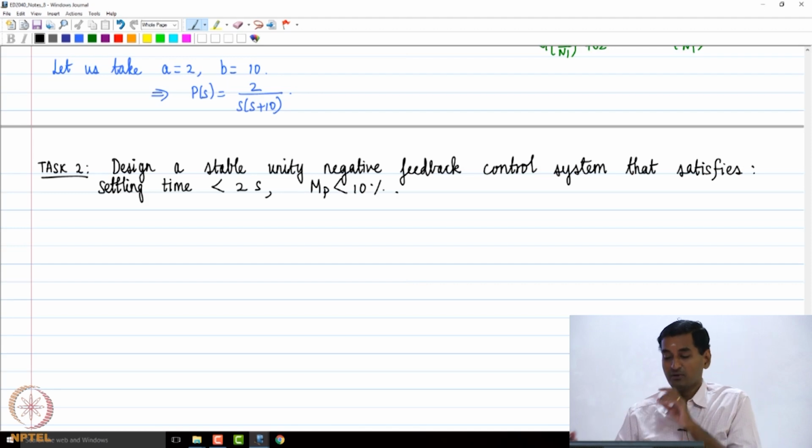Okay. So, the task for us is to design not only a stable closed loop feedback system, but also one that will satisfy these performance requirements, right, of settling time less than 2 seconds and peak overshoot less than 10%. Okay. So, what I am going to do is that I am going to stop here. I will let you think about it, and then we will complete this task tomorrow. Okay. So, that we go through the entire control design process once, right.